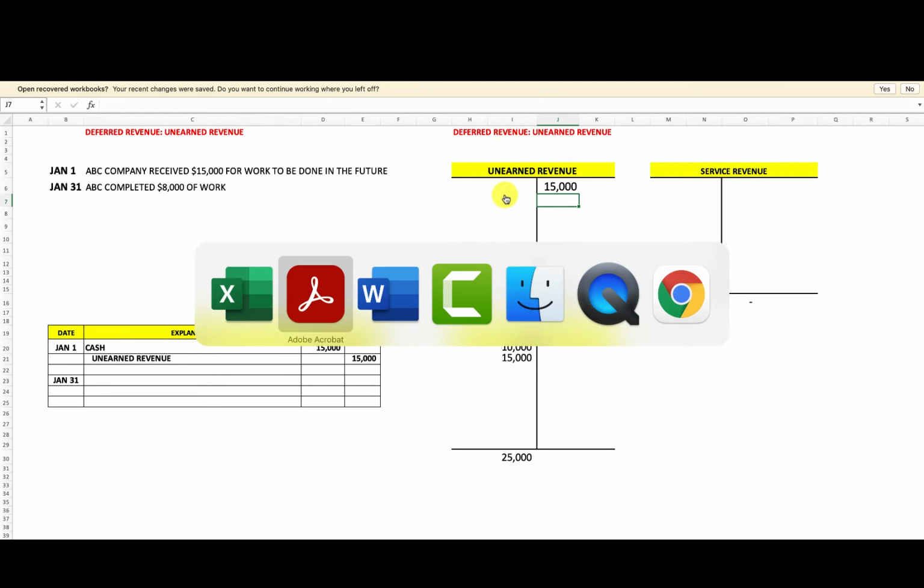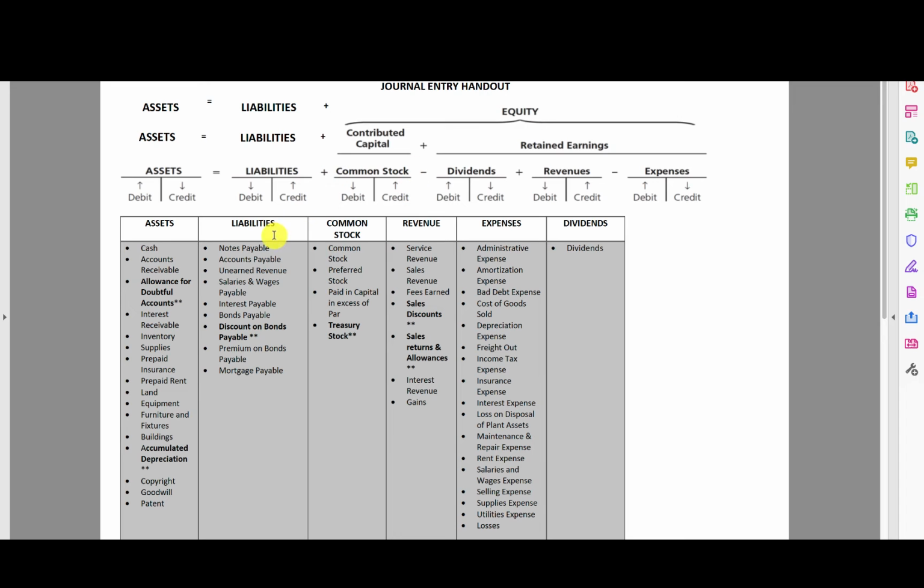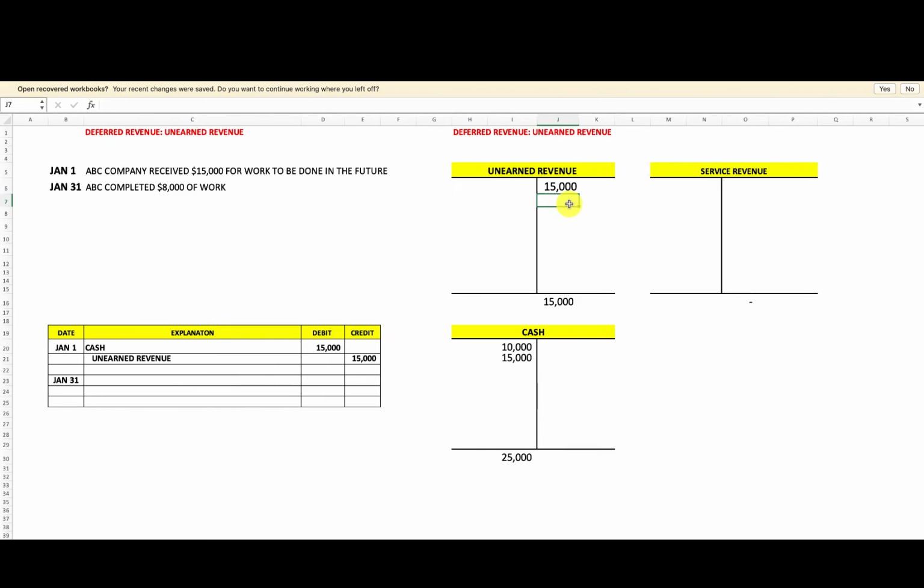So unearned revenue is a liability, right? It's a liability. How do we decrease a liability? We decrease it with a debit. So here I am going to debit unearned revenue for $8,000. Again, why is that? Because if we look at this, this is 15,000. That's what I started with on January 1st when no work was done. Unearned revenue represents the amount of work that I need to perform. Well, I don't need to perform $15,000 worth of work because I did 8, right? I need to perform $15,000 less 8. So this balance needs to change or go down by $8,000.